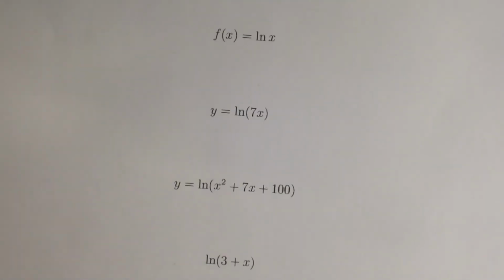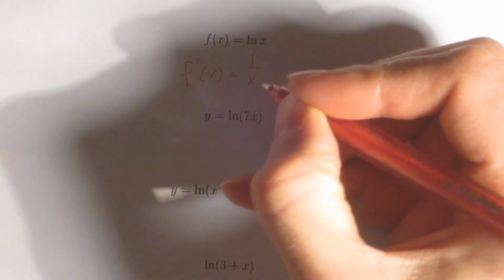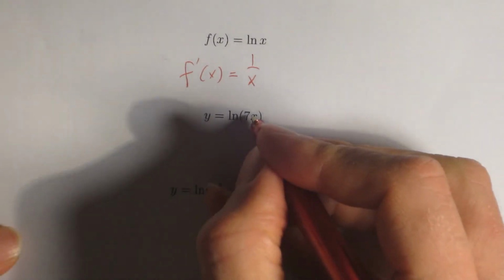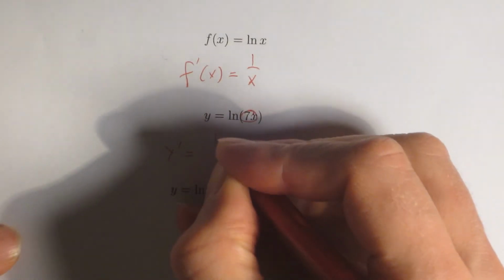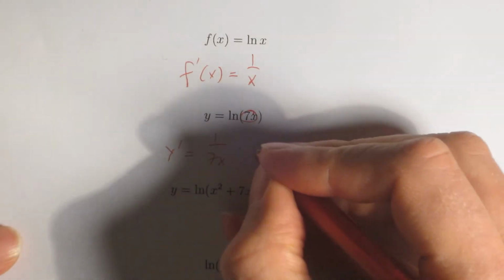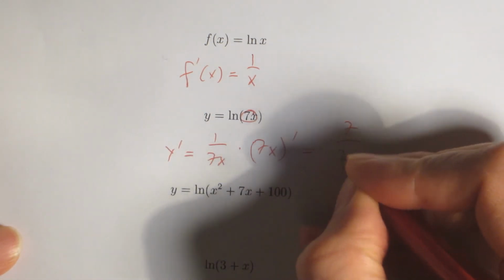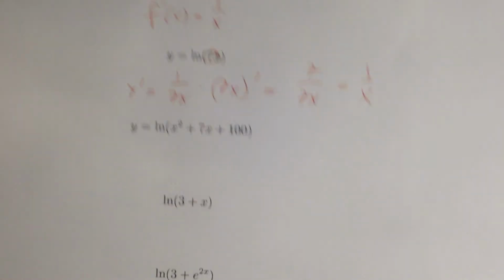Ln x differentiates to 1 over x, that you should know by heart. So we just need to use the chain rule to differentiate ln of something. This is the inner function, you use the chain rule, so you get 1 over something times the derivative of the inner function. So y prime is 1 over x.